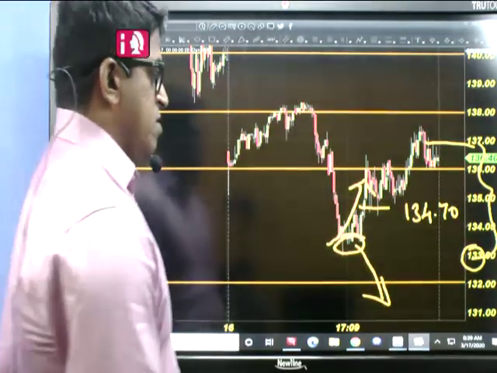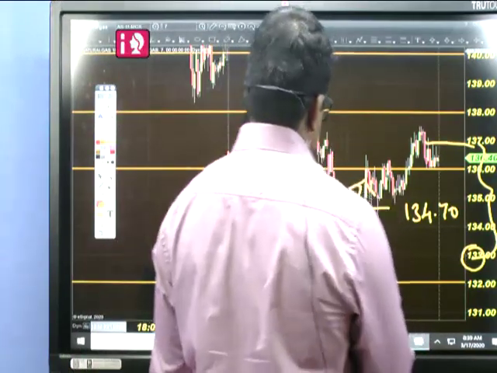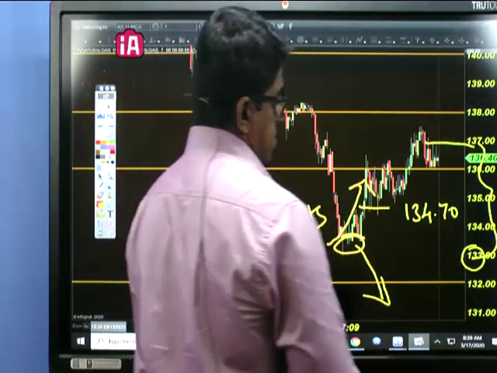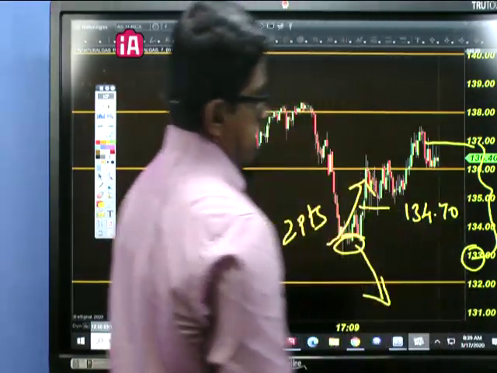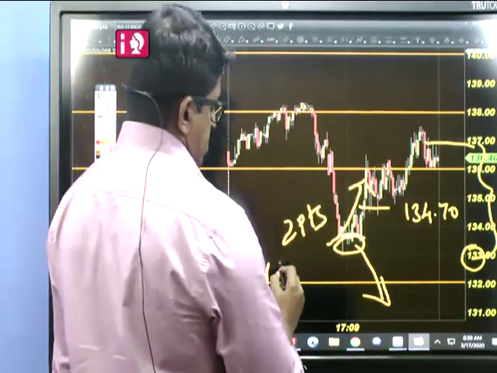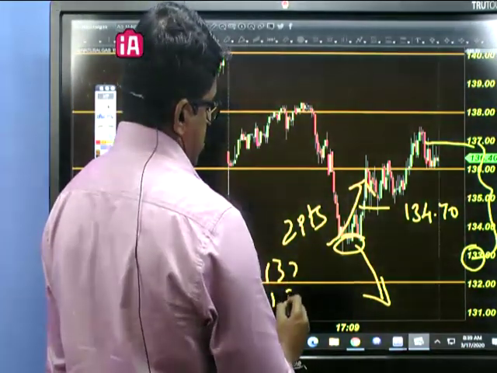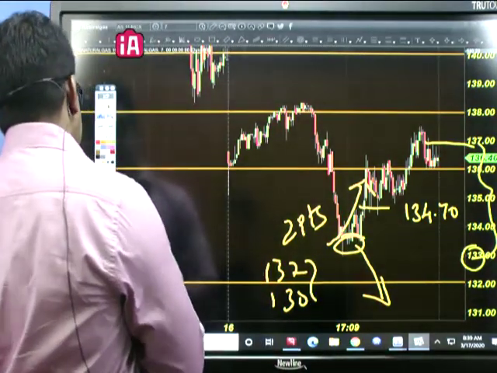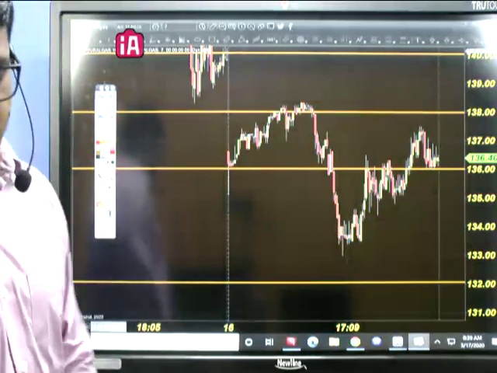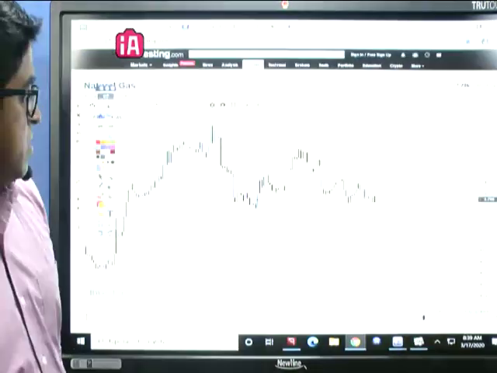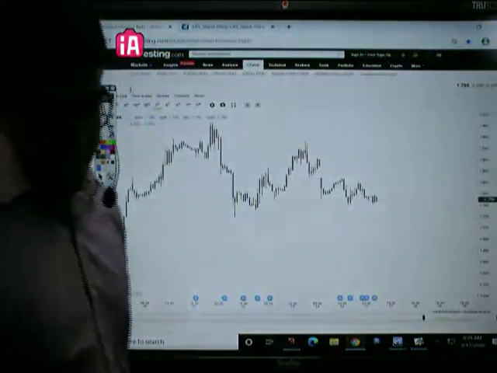One is a very strict stop loss, maybe some 2-point stop loss, or else you need to go for one stop loss till 137, or you need to average till 137, but both ways 132 is the target and 130 is the next target. So that's all we have for natural gas. The next, let's see nickel and copper.